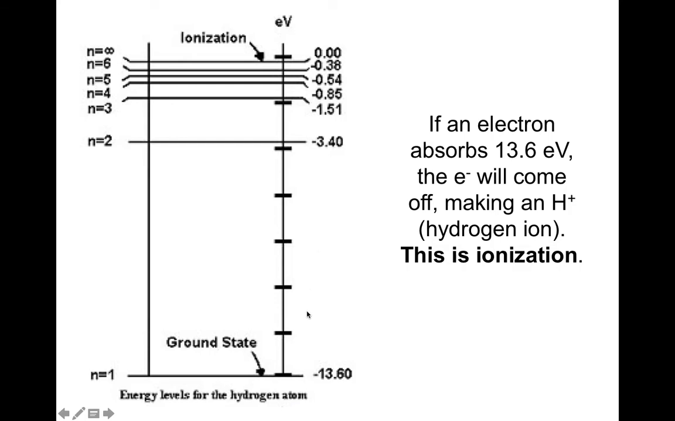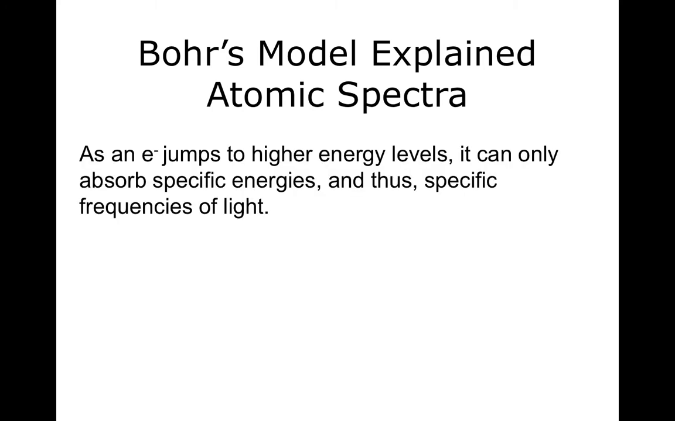Right? And so you can find that specific amount by just subtracting between two levels. So if you want to jump from n equals 1 to n equals 2, you have to absorb a certain amount of energy. So you're just going to subtract those two numbers and see how much energy is needed for an electron to go from n equals 1 to n equals 2. And again, it's very specific for each specific atom. Again, this is hydrogen, and that's where those spectral lines come from. So the Bohr model explains these atomic spectra.